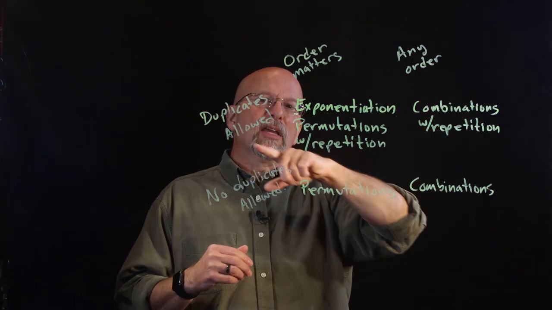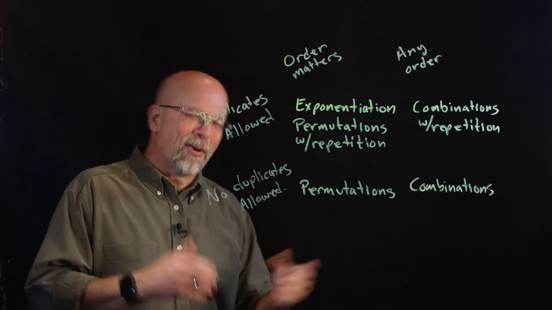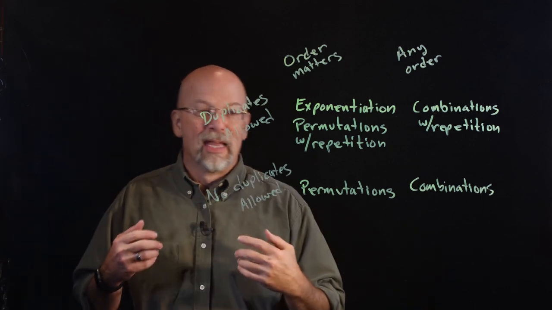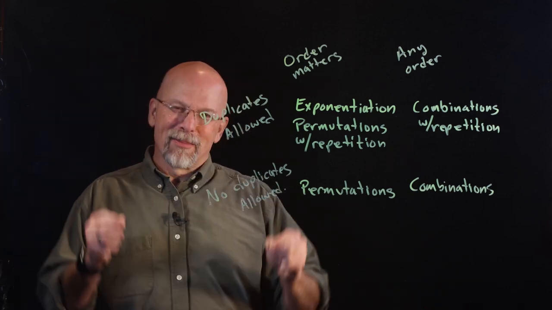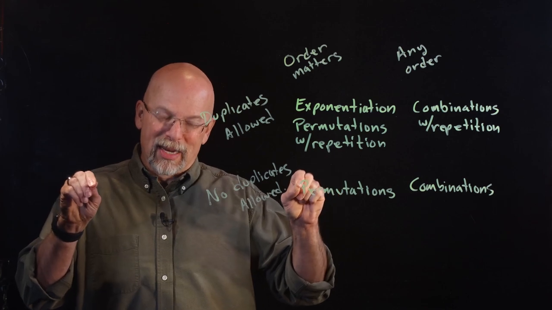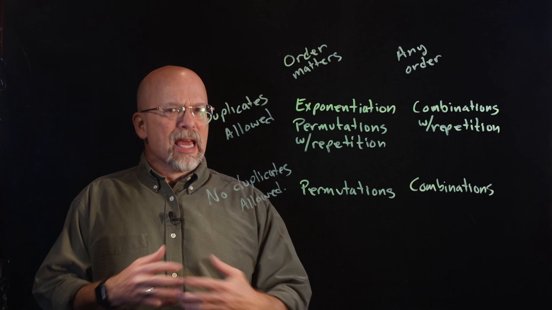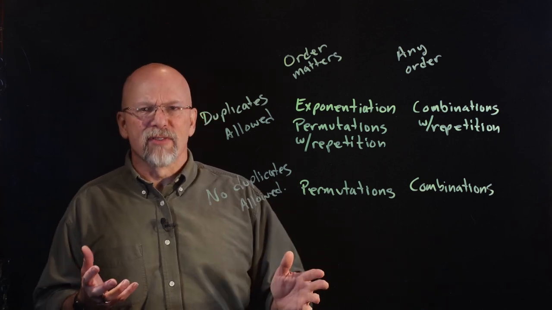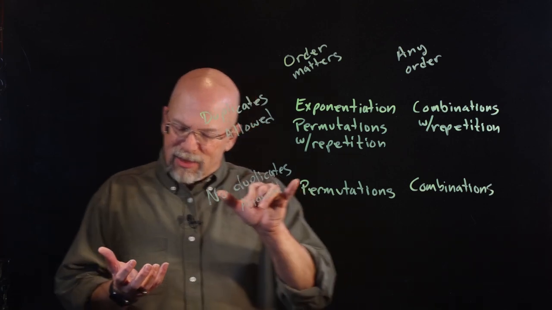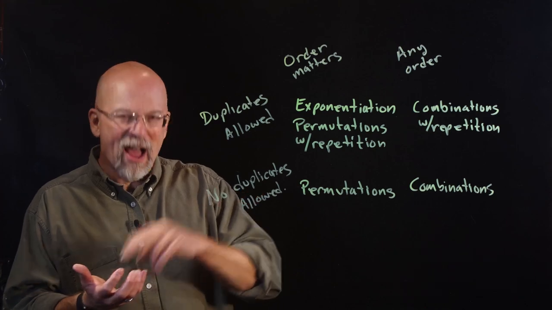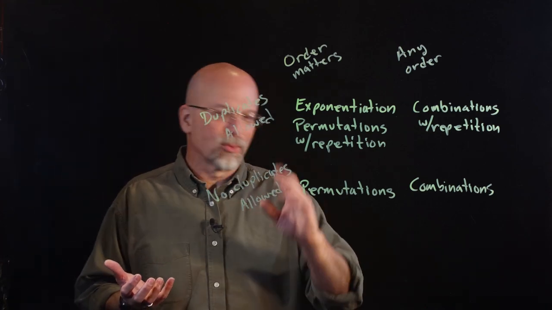Now, let's talk about any order, duplicates allowed. That one may be a little bit harder to come up with an example. Maybe I've got a shish kebab that allows me to put 10 vegetables on it, and I've got a big bowl of mushrooms, tomatoes, and zucchini. The bowls are big enough, so I'm not going to run out of any one of them. If I do that, then I can put 5 mushrooms and 2 tomatoes and 3 zucchini.